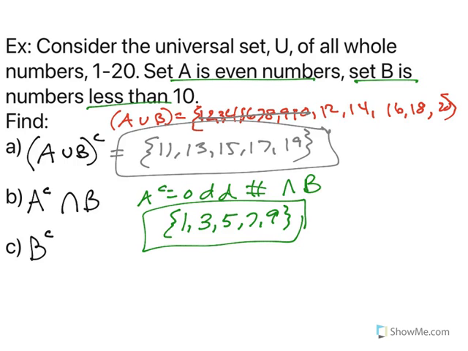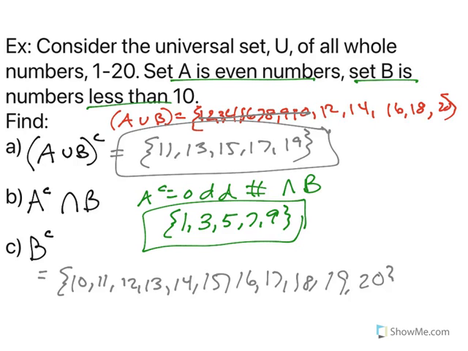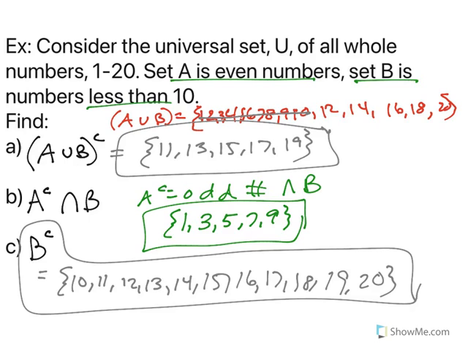And then finally, letter C is the complement of B. Well, if B is numbers less than 10, then B complement is going to be 10 or greater, knowing that we only go up to 20 because our universal set is all whole numbers, 1 to 20. So this would be B complement, 10 to 20 whole numbers.